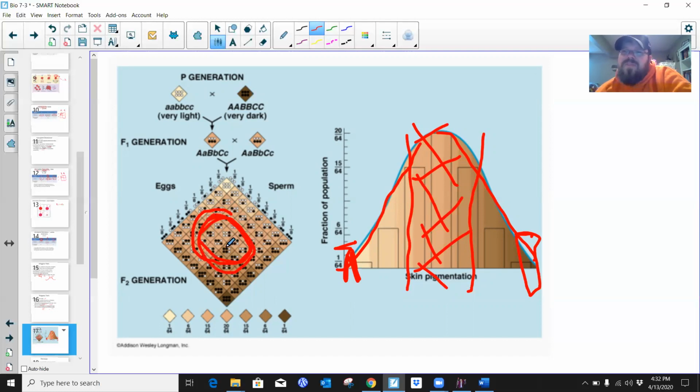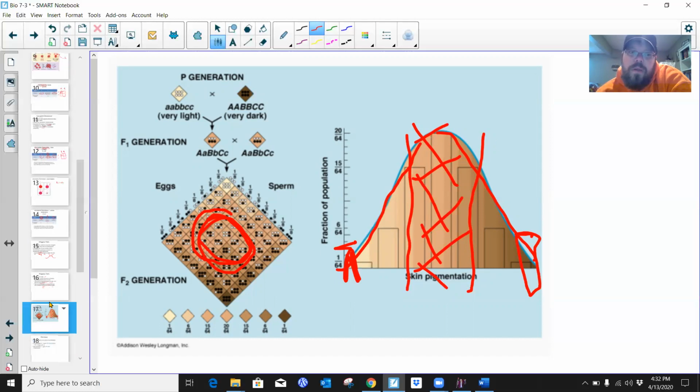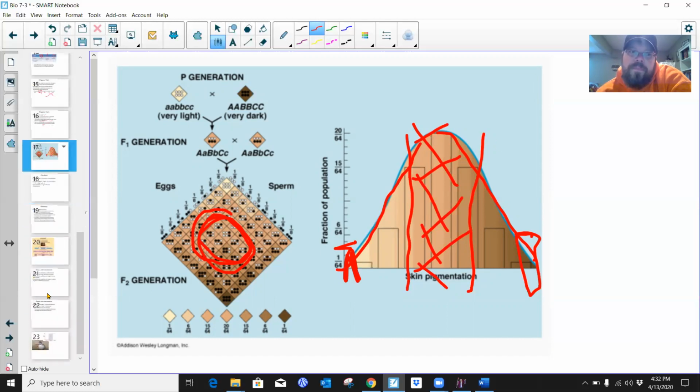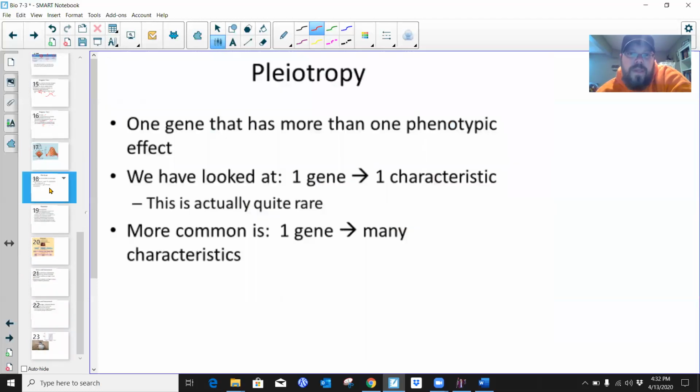Again, not necessarily asking you to recreate this, but I'm using this just to prove a point and to be able to talk it through. All right, onward and wrapping things up. Another example, pleiotropy. Pleiotropy means that one gene has more than one phenotypic effect.